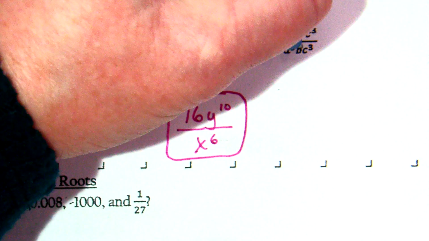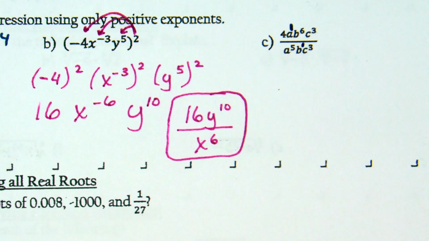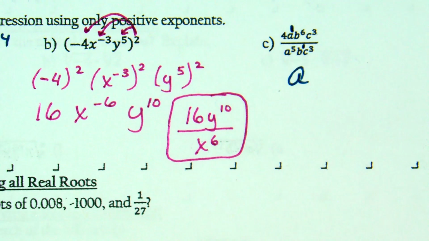Now, why are we putting those 1s on there? Because if you have an a on top and an a on bottom, what can you do with those powers? Subtract them, right? If you've got the same base, top and bottom, when you're dividing with the same base, the key is to subtract the powers. So a to the 1st divided by a to the 5th is going to become a to the, what's 1 minus 5? Negative 4.